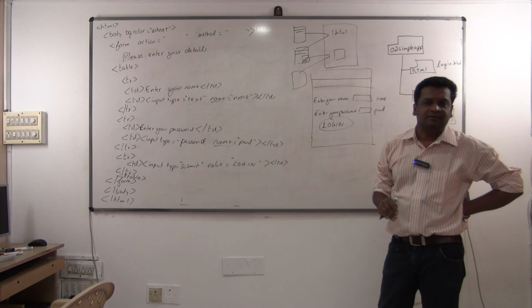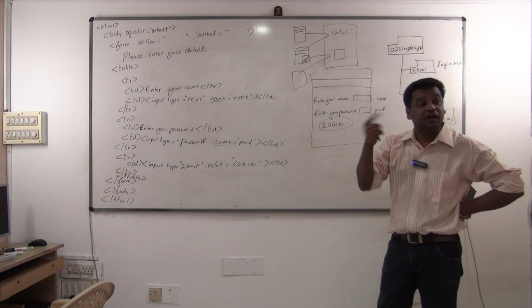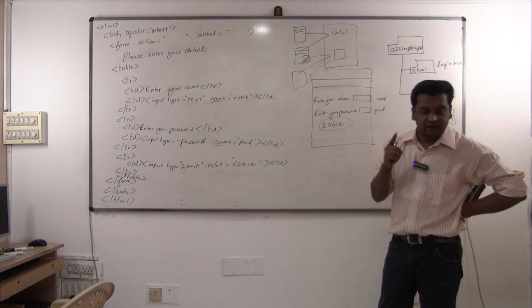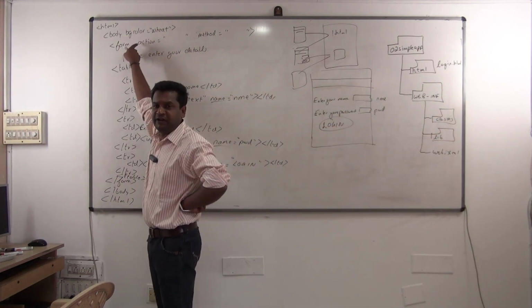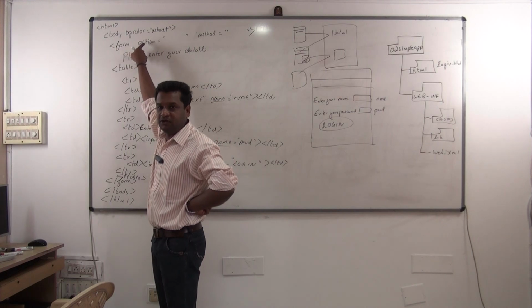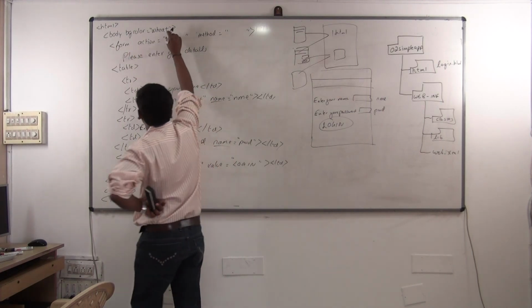So he will not be typing the URL. He will only enter the values and press submit. Now the URL has to be generated. So for the URL to generate, that is why you will be using what? The action attribute. Understood? And you have to give a value. What is that value you give?